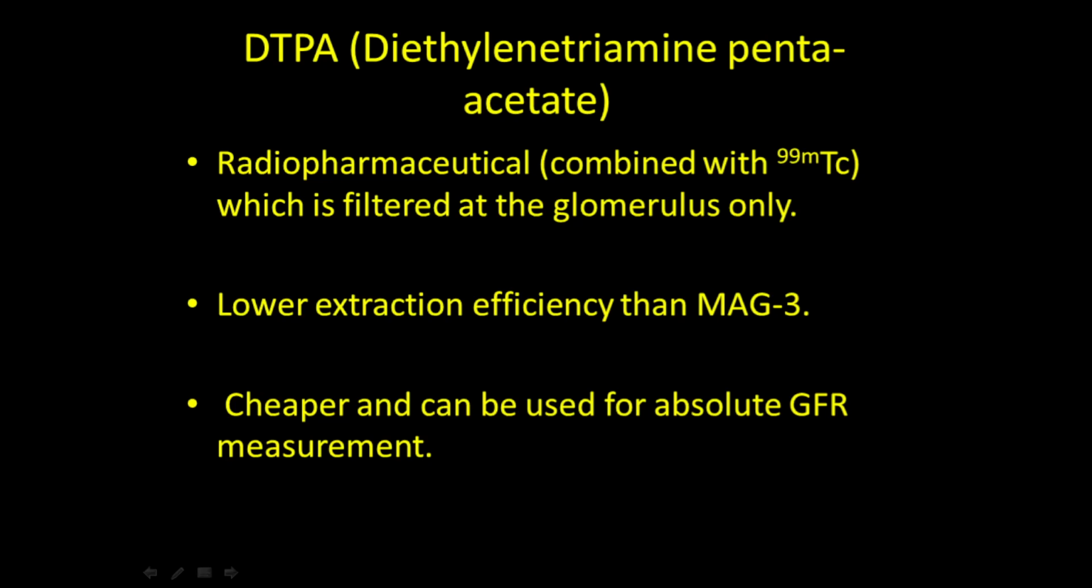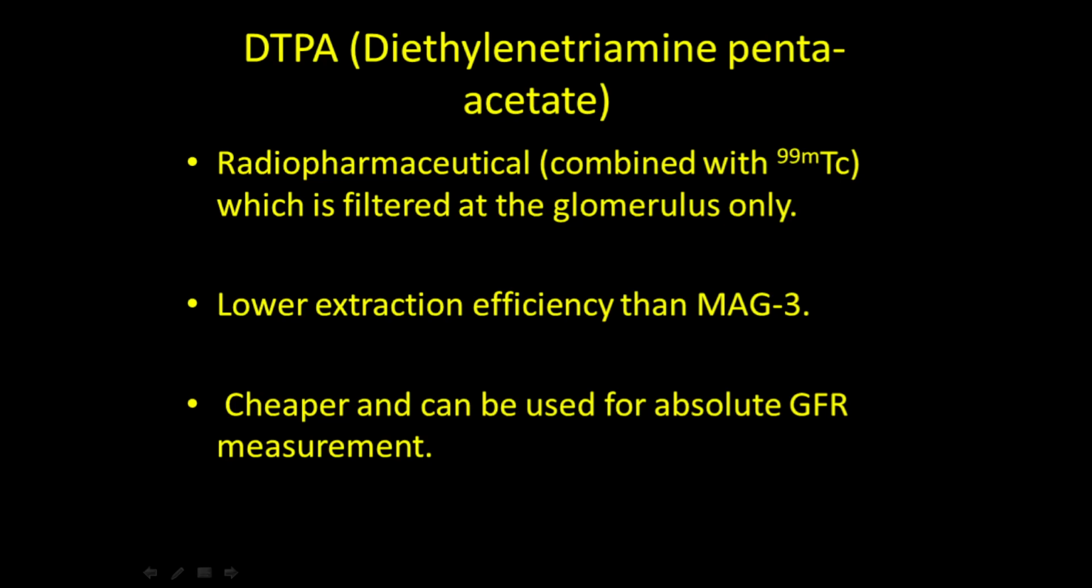That results in a somewhat lower extraction efficiency than MAG3, which means that the image quality is not quite as good. The signal-to-noise ratio of your images will be somewhat reduced. But they're still actually quite good, because this is intrinsically a test with quite a high signal-to-noise ratio. So many centres do still use DTPA for their imaging studies when they're looking for urinary tract obstruction.